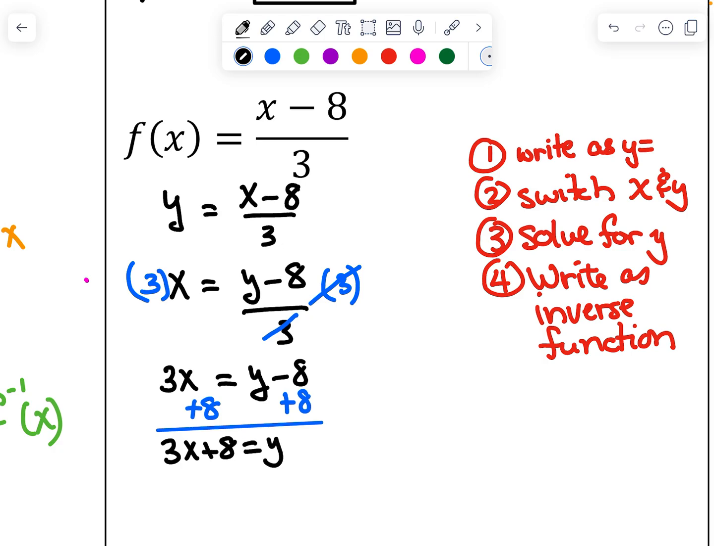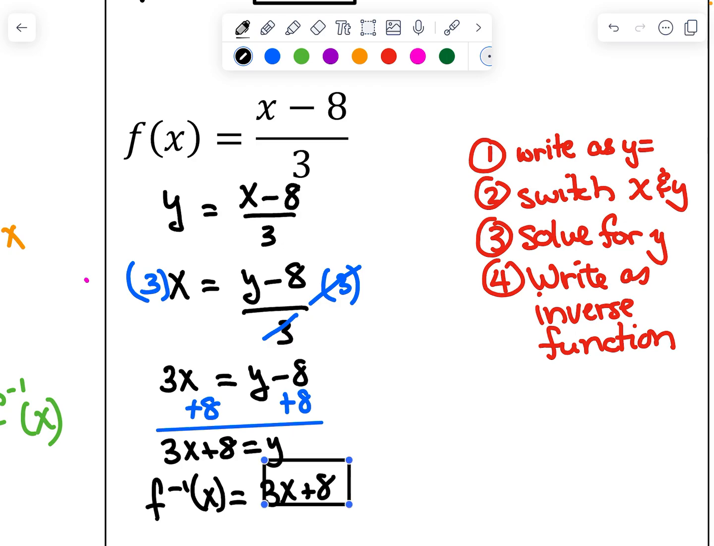And then we would write it as an inverse function. So the inverse of f of x would be 3x plus 8. And so that would be the answer.